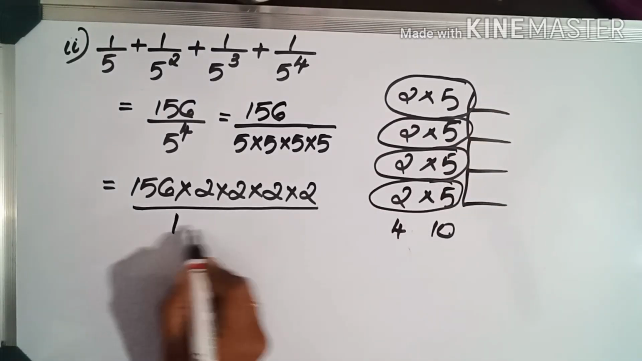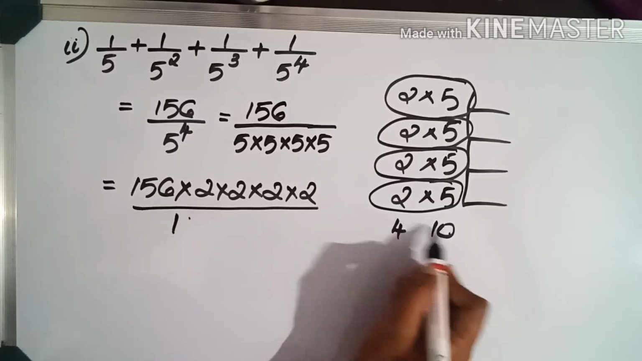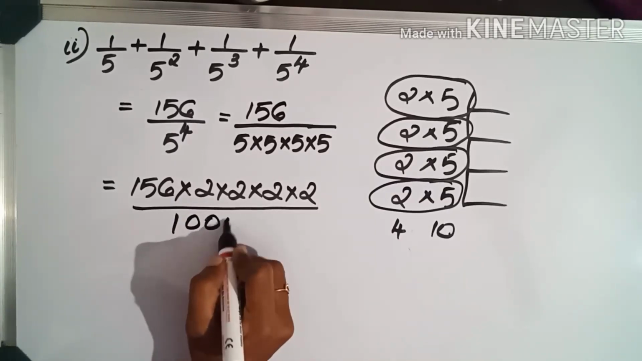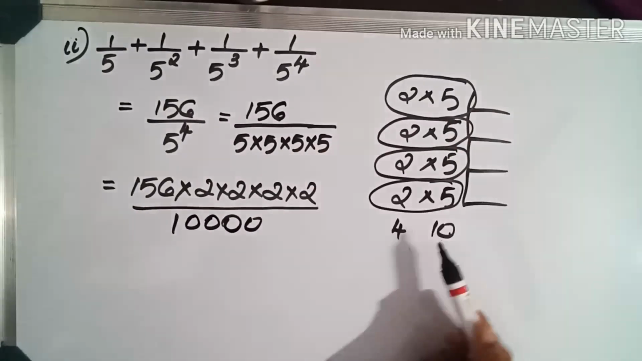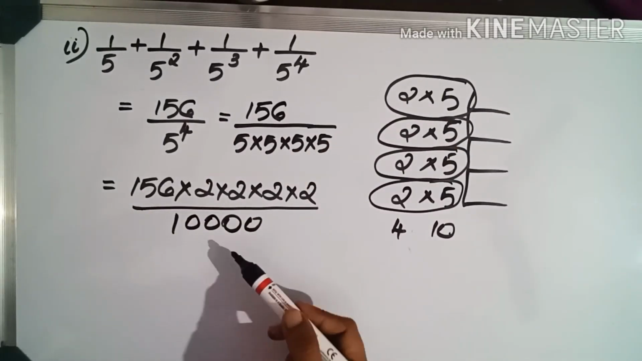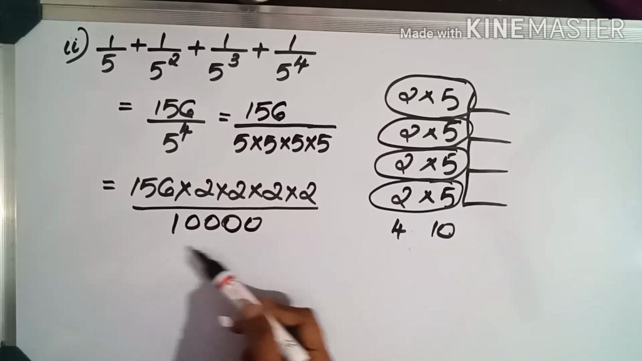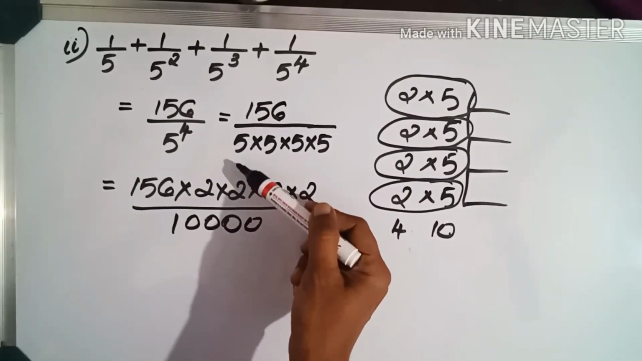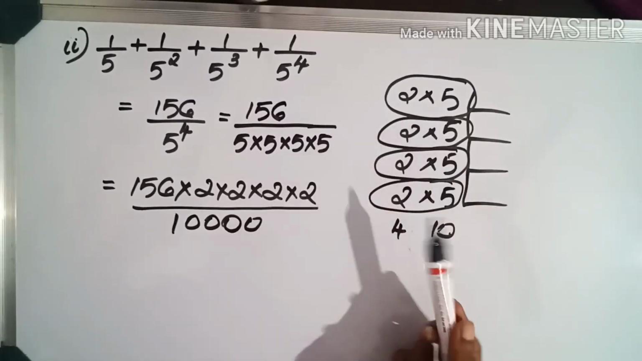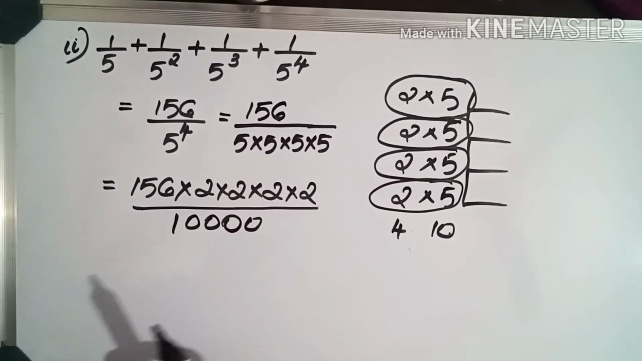So here the answer will be 1 with 4 zeros: 1, 2, 3, 4. After multiplying these numbers we would get the same answer, that's why I am writing directly. So the answer here will be 10,000. No need to multiply 5 into 2, 10, again 5 into 2, 10. You can directly write like this.